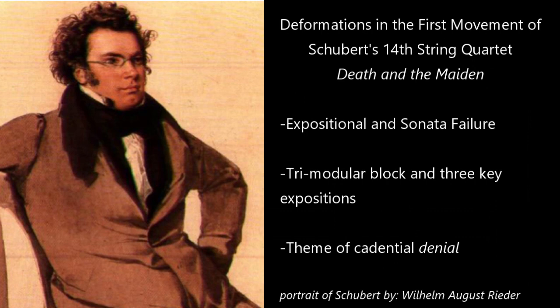But also very unusual is, of course, the Tri-modular block and specifically Schubert's treatment of it, which involves 3 key areas in the exposition. Finally, I think the element of denial has to be considered as an undercurrent of this work. In my analysis, I feel that, unlike a more usual, if there is such a thing, example of sonata failure, which would more likely cadence imperfectly in the correct key or cadence perfectly but in the wrong key, this piece has no trouble cadencing in any of its keys, correct or otherwise. What's unique to this music is its inability to accept those cadences.